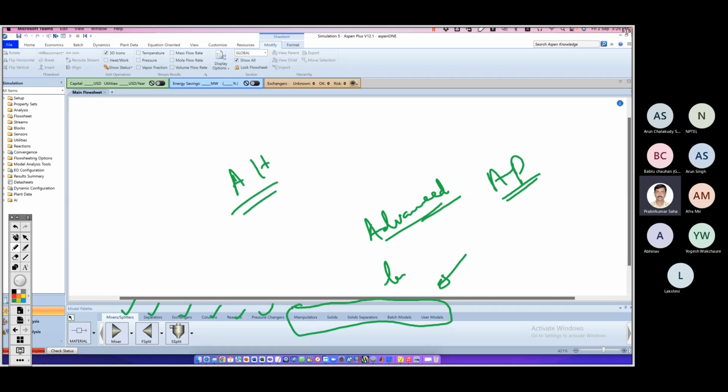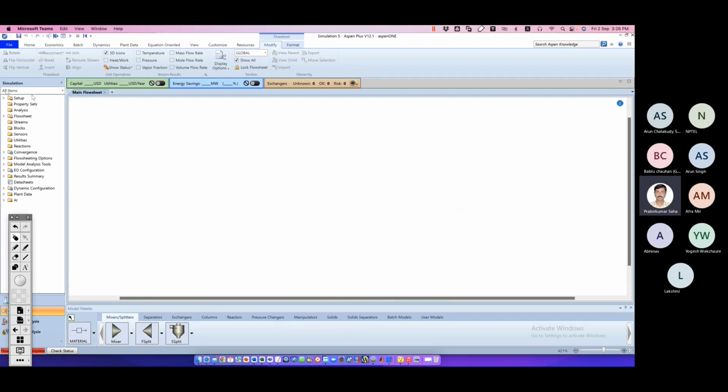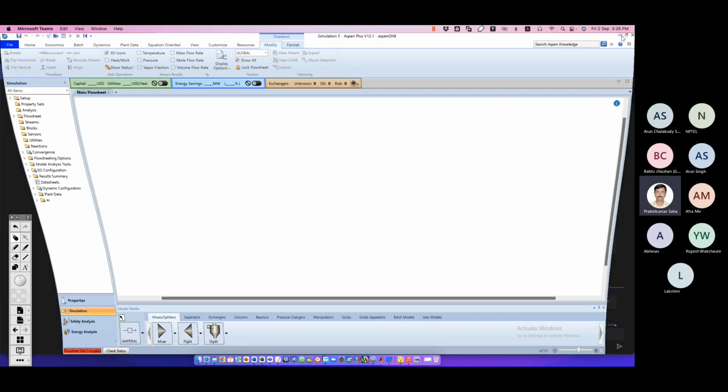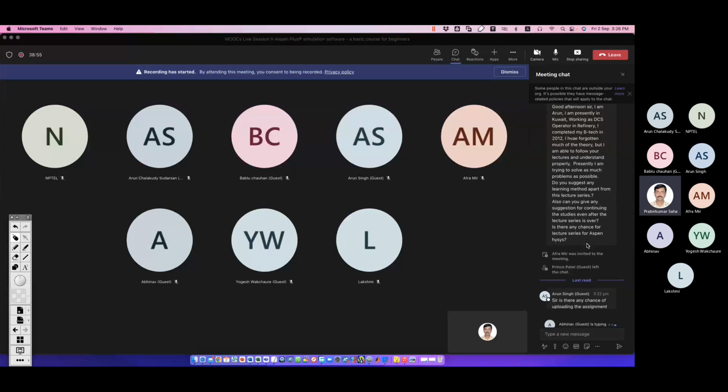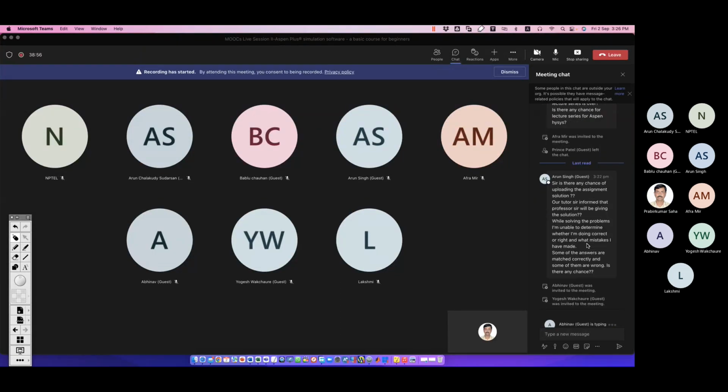Definitely I'll do it. I have some plans, but for that, obviously, the person or NPTEL should agree. It's not that I propose something and they agree. It is not like that. So they should agree to this proposal of floating Aspen HYSYS. If they agree, then I will definitely do it.